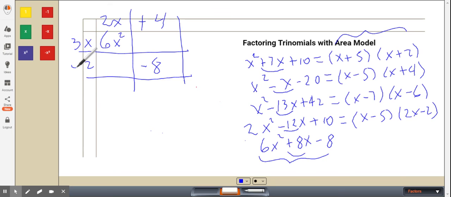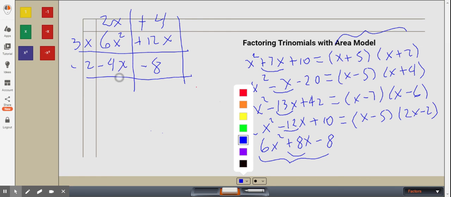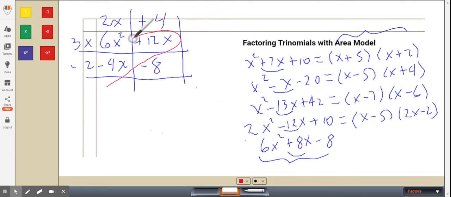So let's finish our space. 4 times 3x will be +12x. And the bottom left is going to be -2 times 2x, -4x. And this time we can see that our red diagonal works, that we have +12x minus 4x equals +8x, which is what we were after. So that is our factorization for this trinomial.